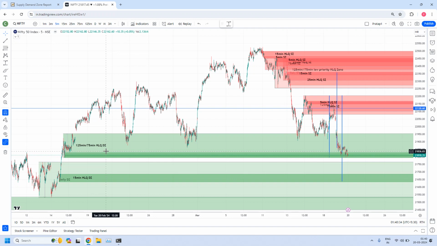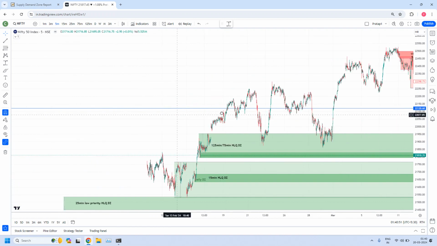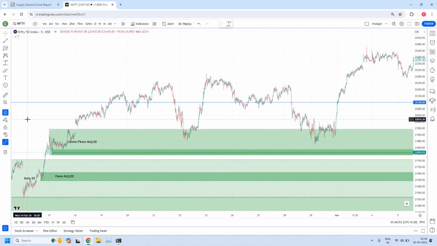I already explained how to trade with high liquidity zones. We've been trading high liquidity zones every day. Every day I am releasing one analysis video on high liquidity zones. Whatever the concept, the same concept you have to follow here. What is that concept? Inside the 75 minutes high liquidity zone, you should look for a 15-minute zone.